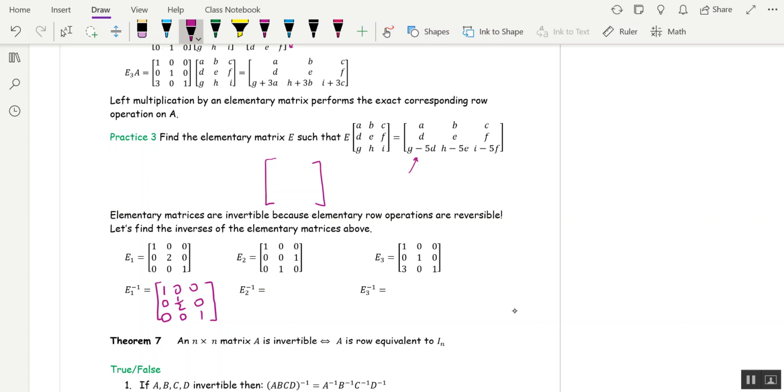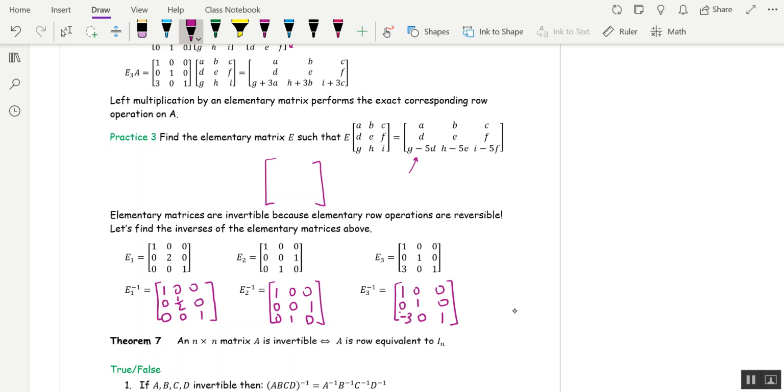But you can just use logic. So how would you undo swapping? Well, you'd reswap. If you swap rows 2 and 3, and swap them again, you'll end up with the identity. So this one, the inverse, is actually itself. You don't do anything. Okay, and then finally, how would you undo multiplying row 1 by 3 and adding it to row 3? You'd subtract 3 times row 1 from row 3. So it's hard to say: 1, 0, 0, 0, 1, 0, and then there's going to be a negative 3 here, 0, 1.